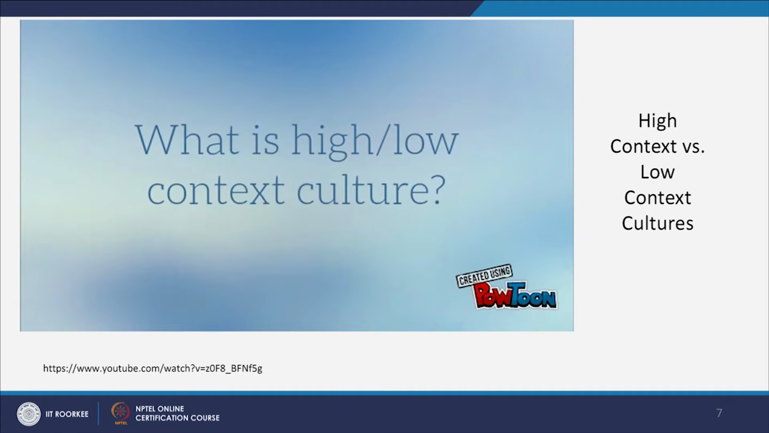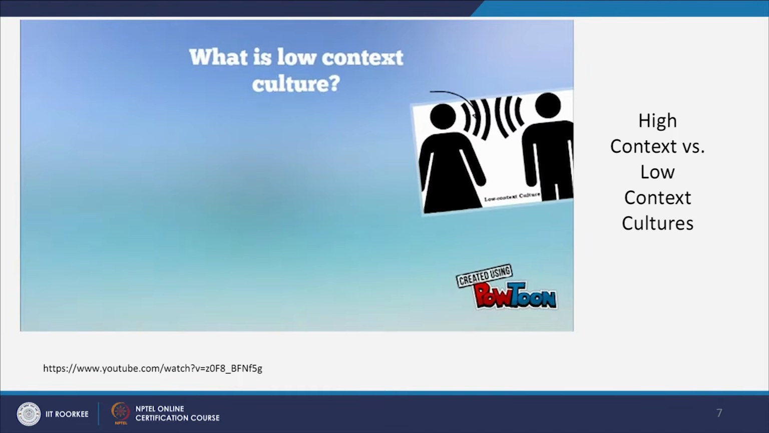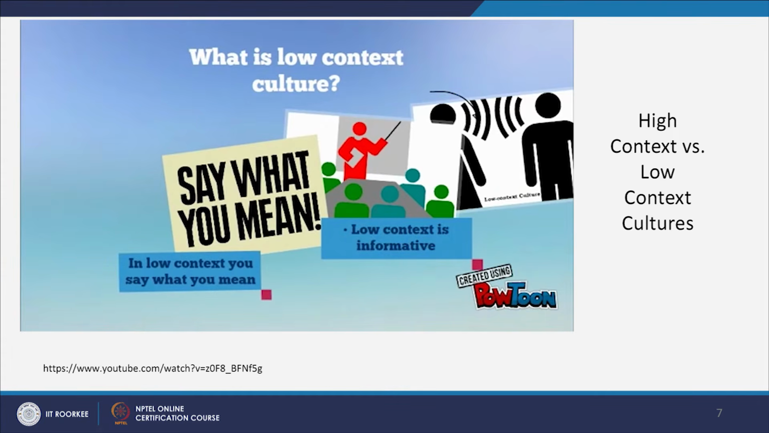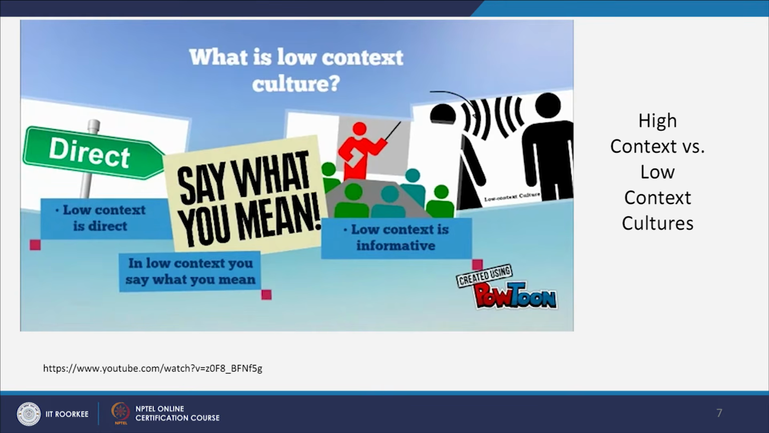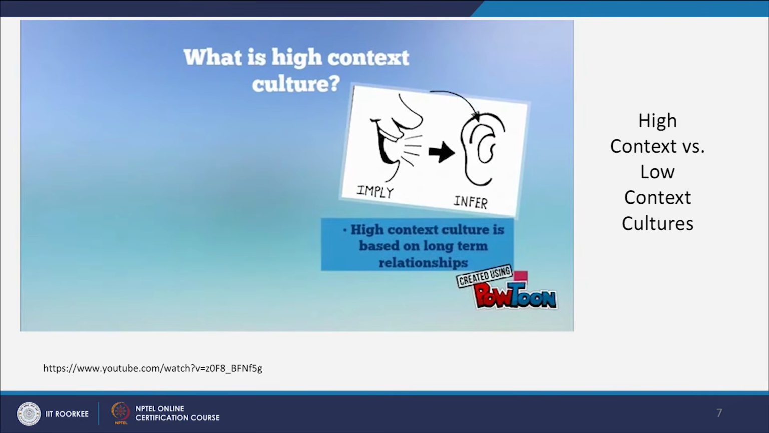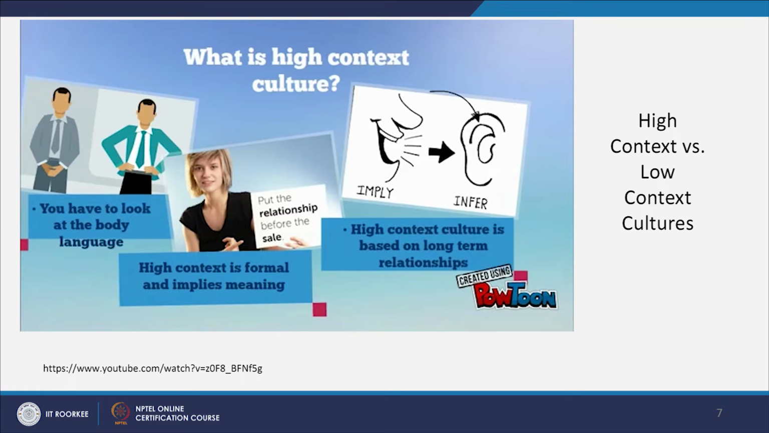What is high and low context culture? What is a low context culture? In a low context culture, it's more common for people to be direct, say what they mean, and could be considered more informative because of these points. What is high context culture? High context culture is based on long-term relationships. High context is formal and implies meaning, and you have to look at the body language.